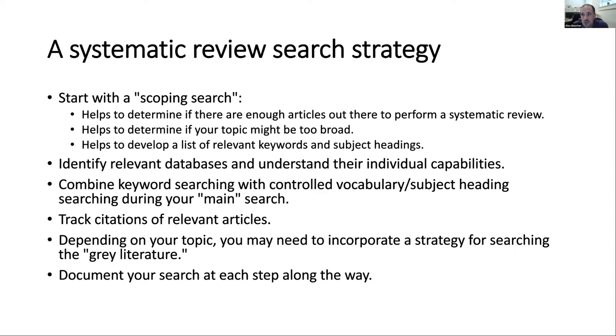So the scoping search is usually just a simple keyword search on one or a few of the more relevant databases. So you're trying to find out if there are enough articles out there. Second, you may well use it to determine that your topic is a little bit too broad, if there is a gigantic number of articles that seem to fit your inclusion criteria. And then third, this is more of a purely searching thing, but you can use the scoping search to start to develop a list of relevant keywords and subject headings.